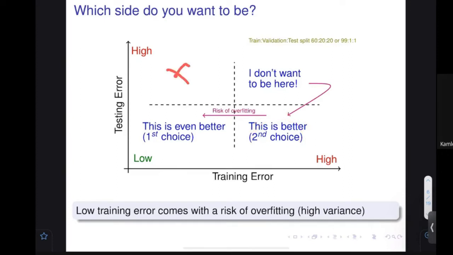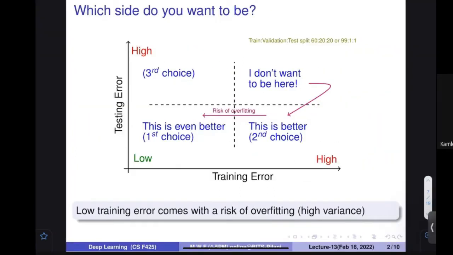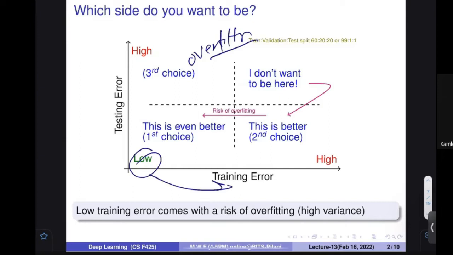So this is the worst place where you don't want to be, and this is a bad place, because you know what it means if you are here. It is overfitting. It means your training error is low, but your testing error is high. You don't want to be here.